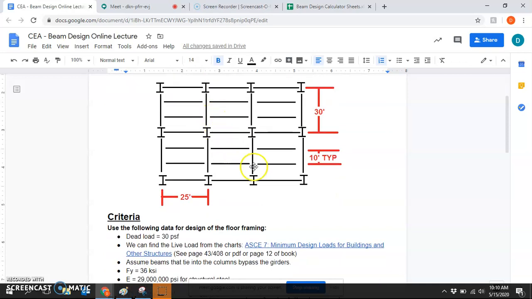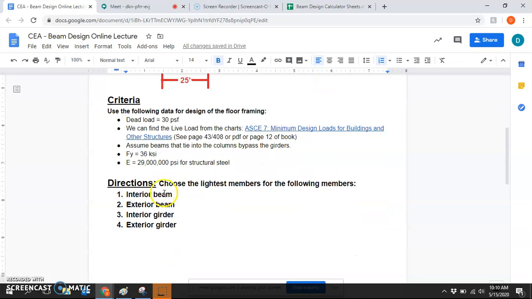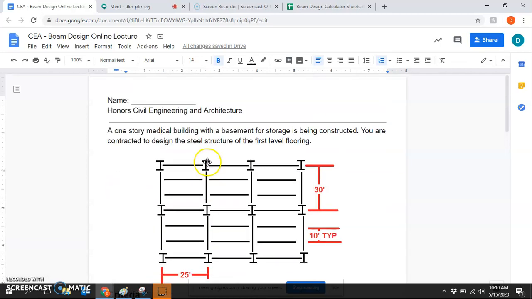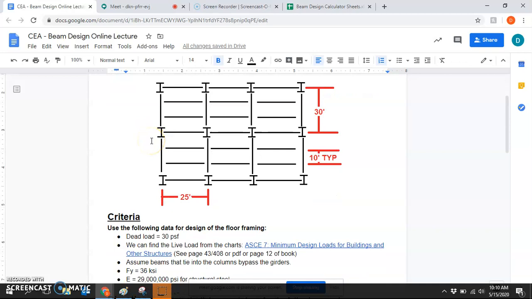So there are four members that we are expected to design: an interior beam, an exterior beam, an interior girder, and an exterior girder. In this class, we will not design columns. Columns is something that if you pursue civil engineering, you'll do in college. We are only expected to do beams and girders.